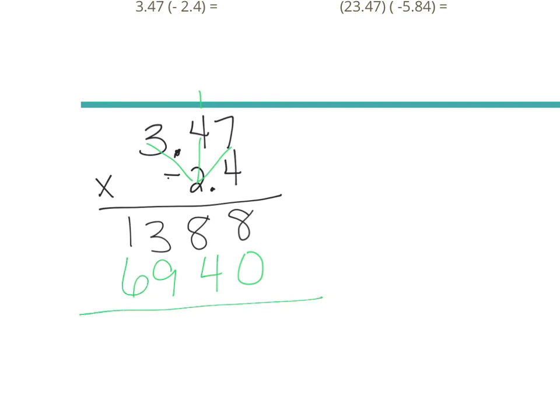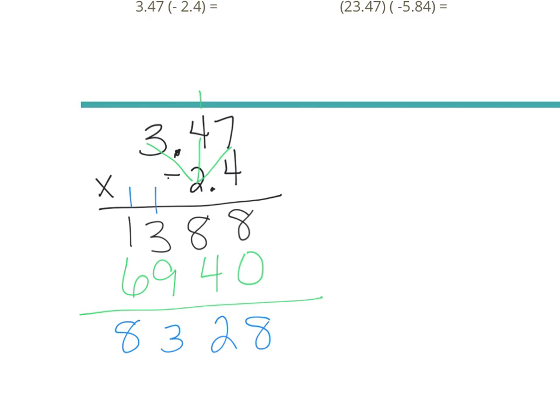Now we're going to add it all up. 8 and 0 make 8. 8 plus 4 is 12. I see 9 and 1 makes 10, plus 3 is 13. And then 6, 7, 8. Okay, so we multiplied like usual.